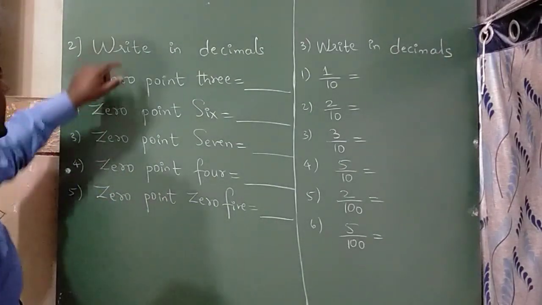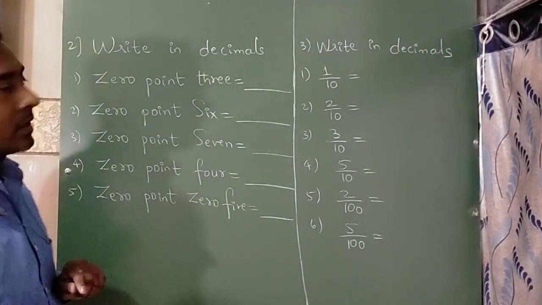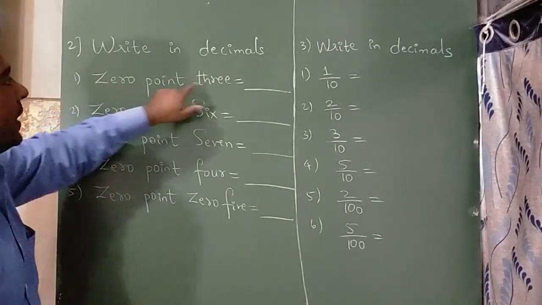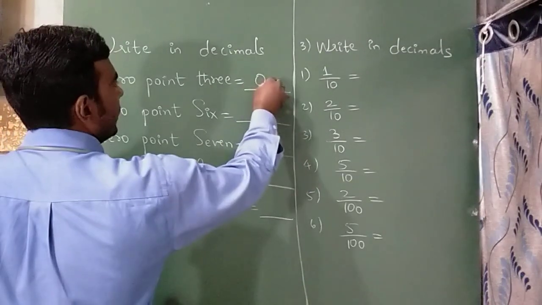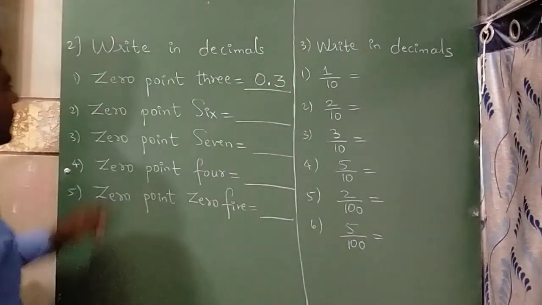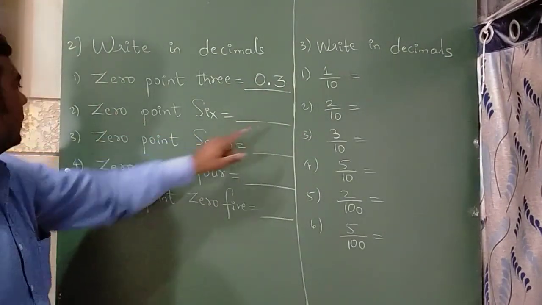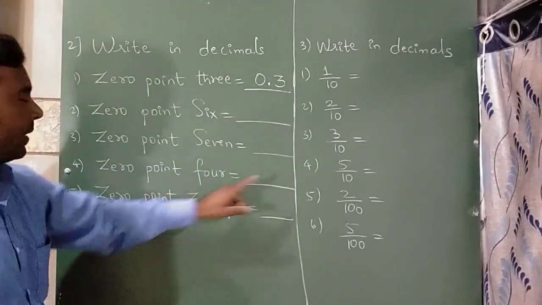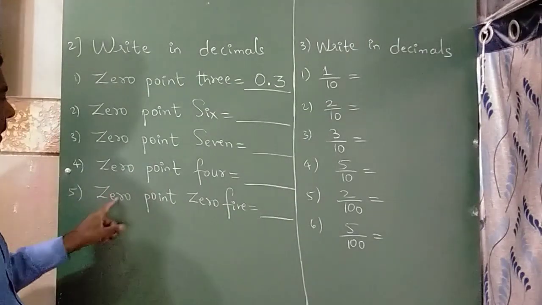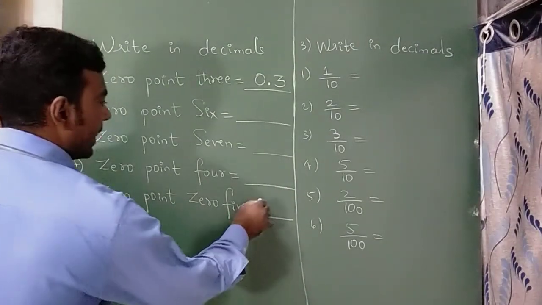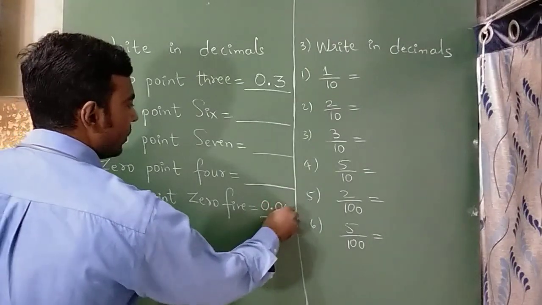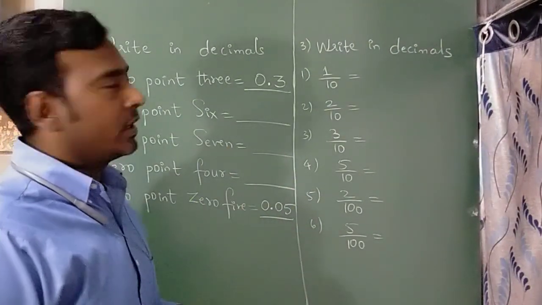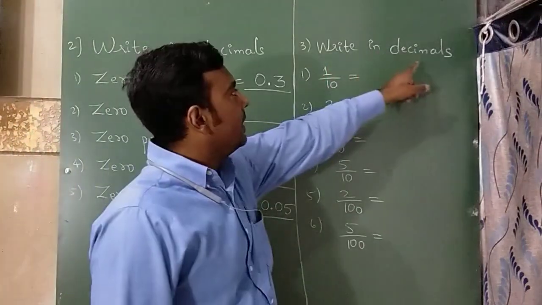So the next question is write in decimals. These are in words. Okay. The first question is 0.3. So how do you write here? 0.3, 0.6, 0.7, 0.4. Now I will write this fifth one, 0.05. Right?